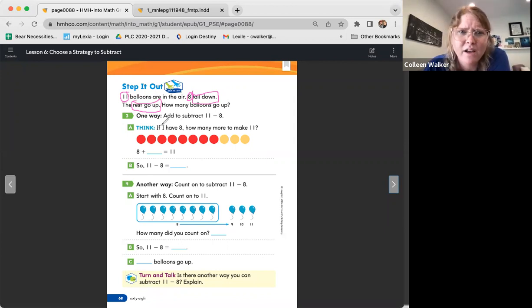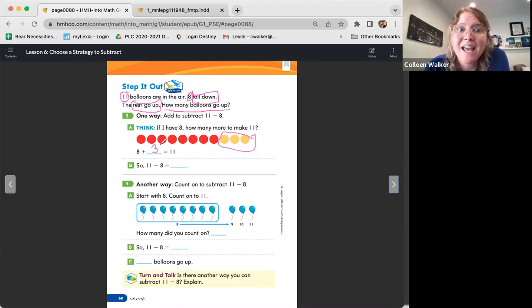So think about it. If we have, oh, I forgot to underline my question. If we have 8, how many more to make 11? So 1, 2, 3, 4, 5, 6, 7, 8. We know we have 8. Let's count on to get to 11. Ready? 9, 10, 11. How many more did we add on right there? 3. That's right, friends. We added on 3 more.